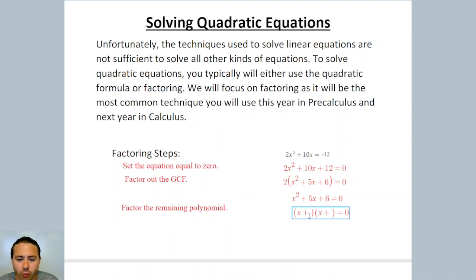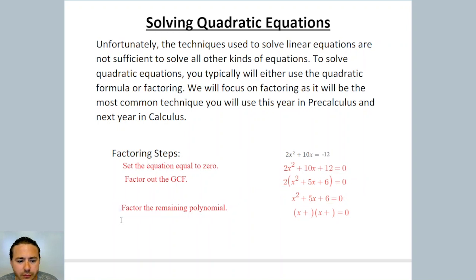So what we want to look for are two numbers that go here and here that multiply to give you this number, but add up to give you this. Okay, so two numbers that multiply to give you 6, but add up to give you 5. So let me make a little note on that.